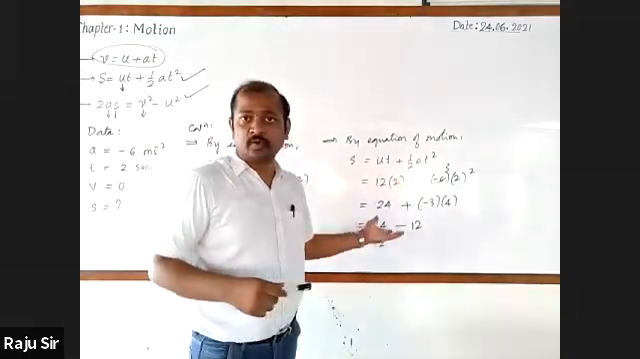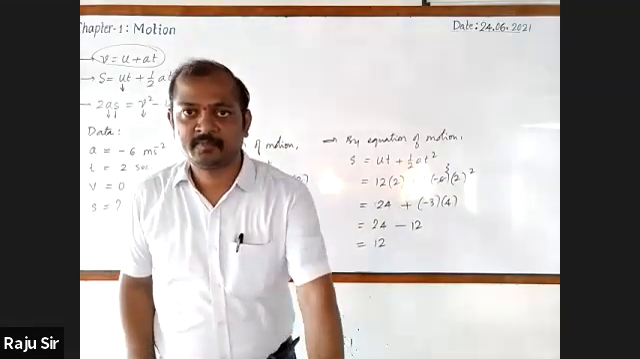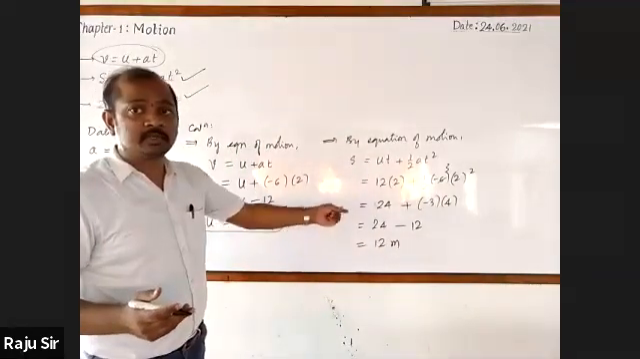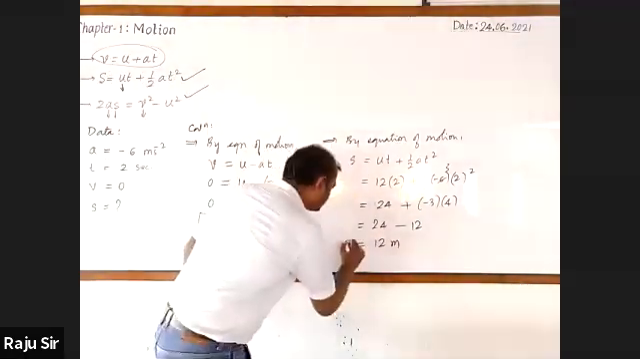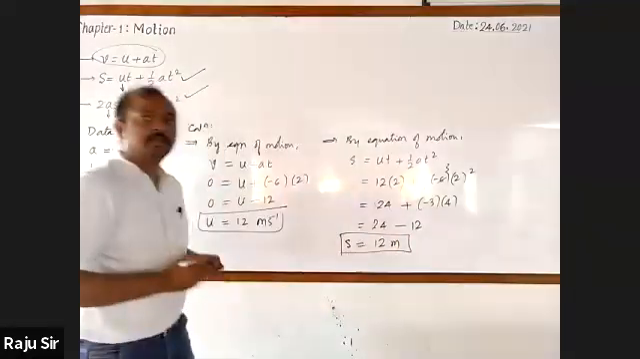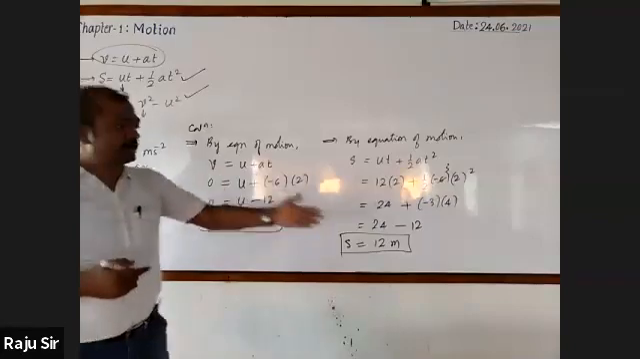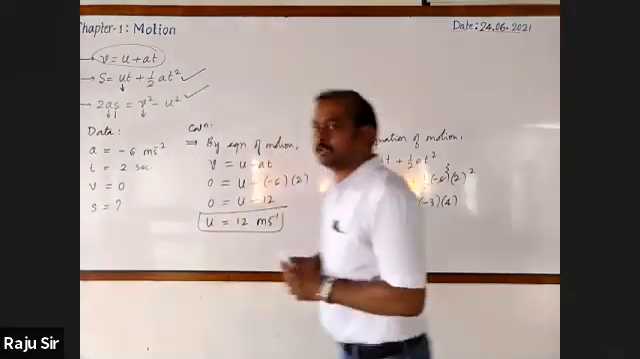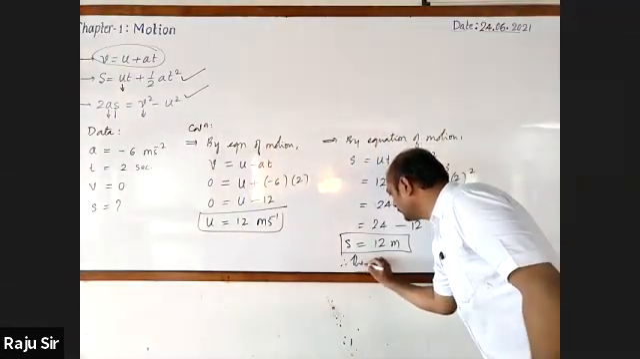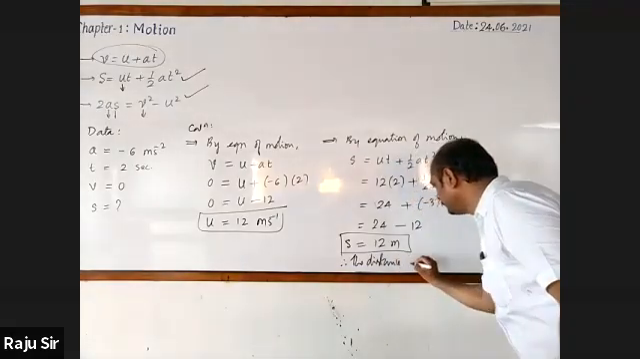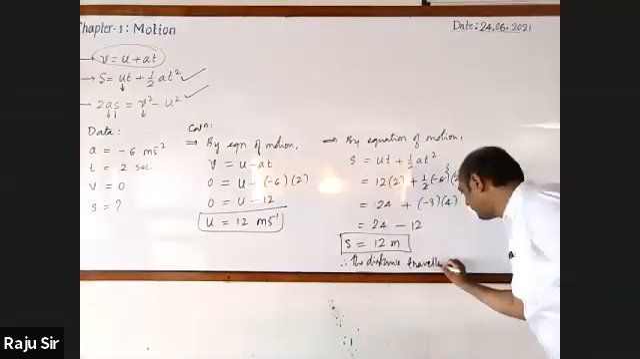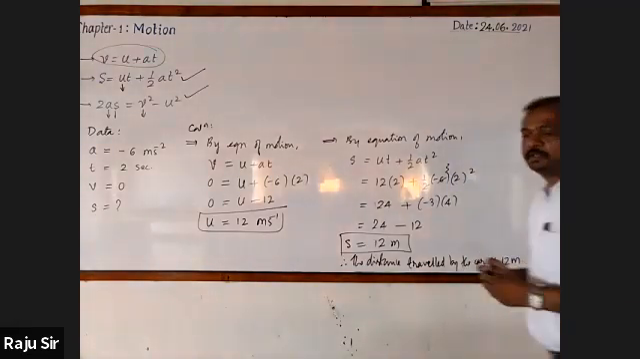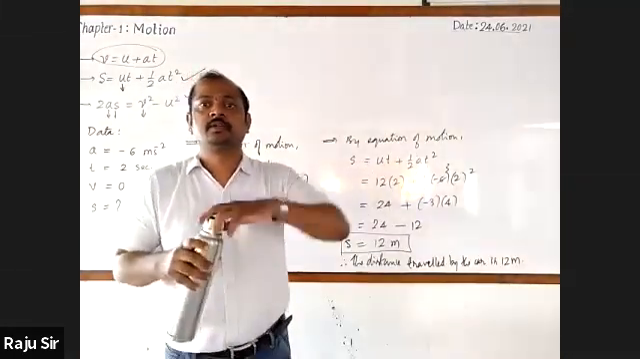Okay. Then could you tell what is the unit? Yes, unit is meter. Then don't write meter per second because it is a distance. So S is equal to 12 meter. And in 2 seconds, the car has covered or traveled a distance of 12 meter. Write the conclusion. The distance traveled by the car is 12 meters.